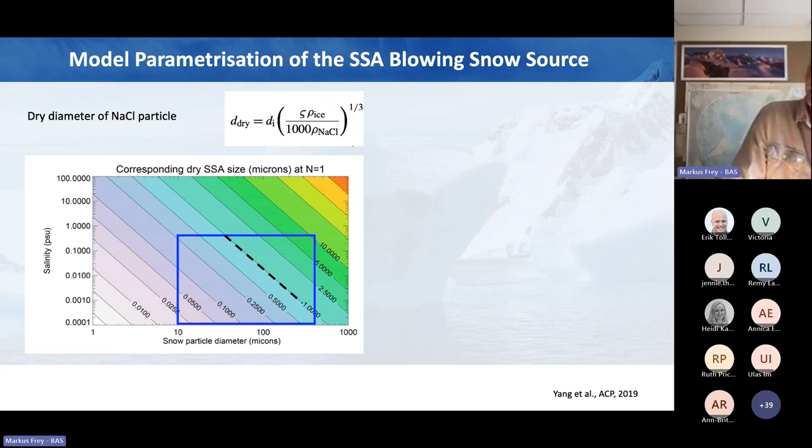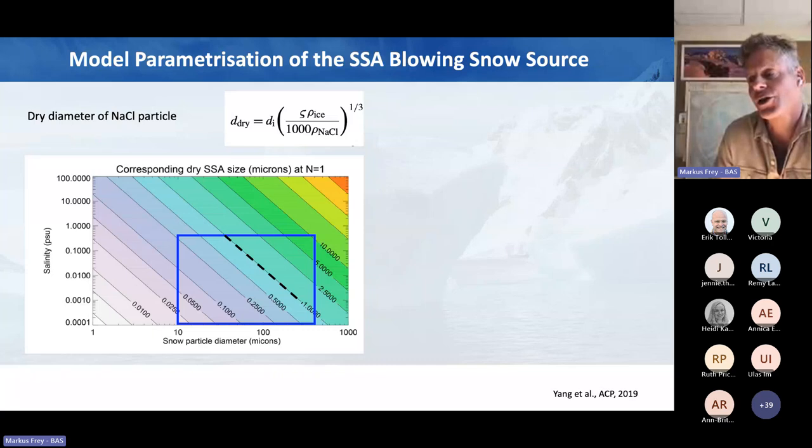An interesting detail of this model understanding is also that you can calculate the dry diameter of a sodium chloride particle, knowing the original snow particle diameter and the salinity. The contour plot shows you the dry particle diameter in this plot here, and the blue box, the range of the parameters observed in nature. To the right of the dashed line, supermicron, and below actually a large range of submicron particles which can be produced by this mechanism.